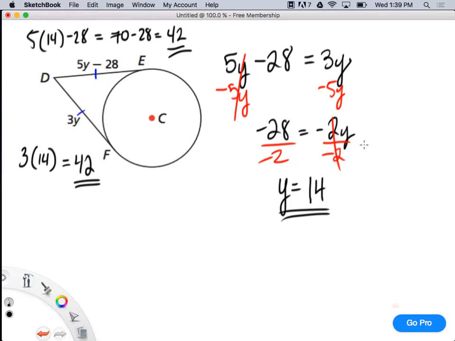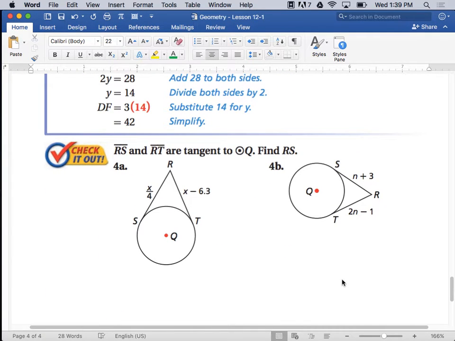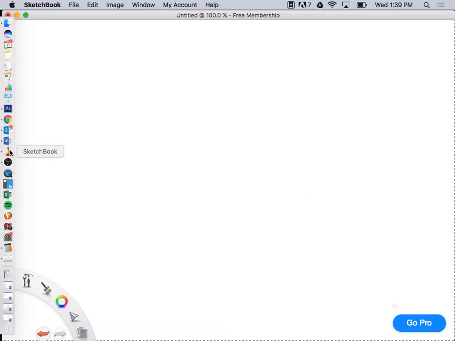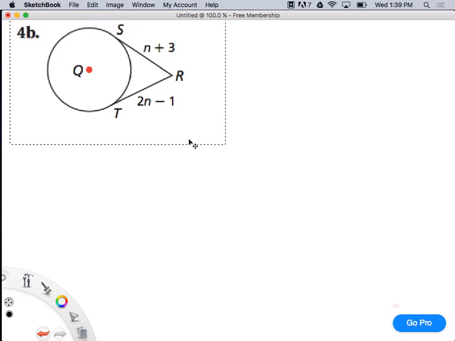Now what I'd like you guys to do is do 4B on your worksheet. Do 4B on your own. So solve for the length of the segments. Do it quickly.